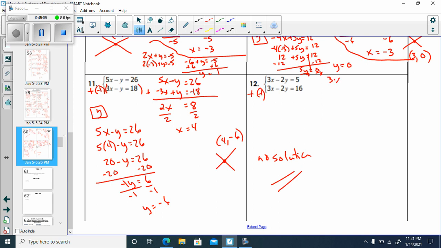So I'd have 3x minus 2y equals 5. Multiply everything by negative. That would give me negative 3x, positive 2y, negative 16. Negative 3x plus negative 3x is 0. Negative 2y plus 2y is 0. 5 plus negative 16 is negative 11, right? 0 is equal to negative 11. No, it's not. See, it proves to you right there there's no solution.